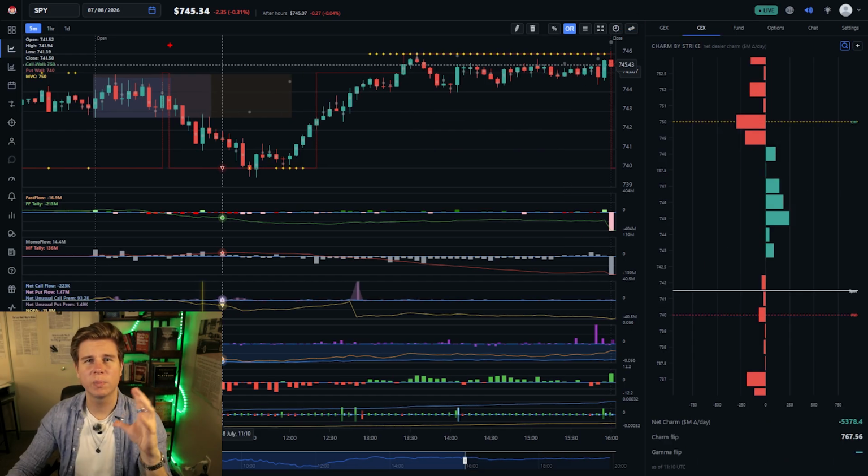Now let's go over Tay's simplified way of reading this, because I know all that gamma stuff can be complicated and really you don't necessarily need to know it, but sometimes understanding it, or at least understanding why these mechanics happen in the market, can help you understand how it can be an effective way to trade.